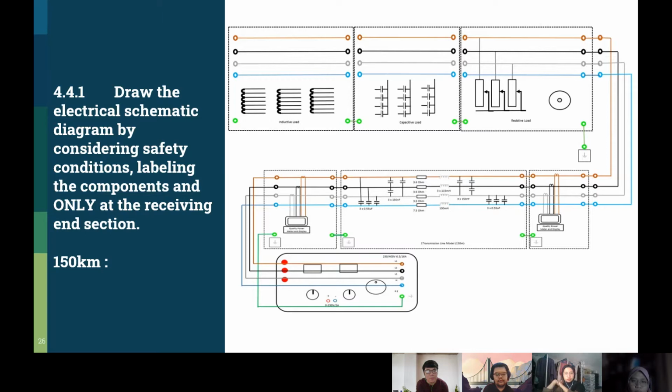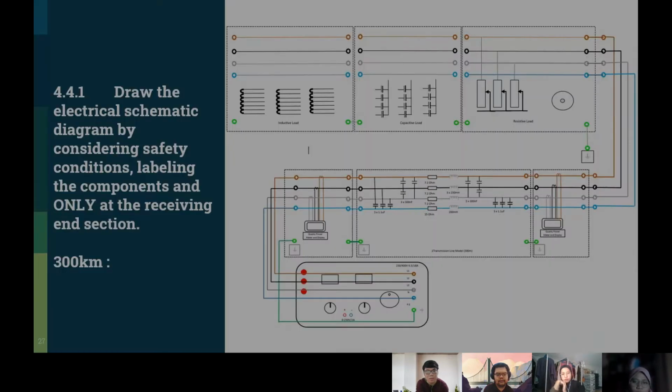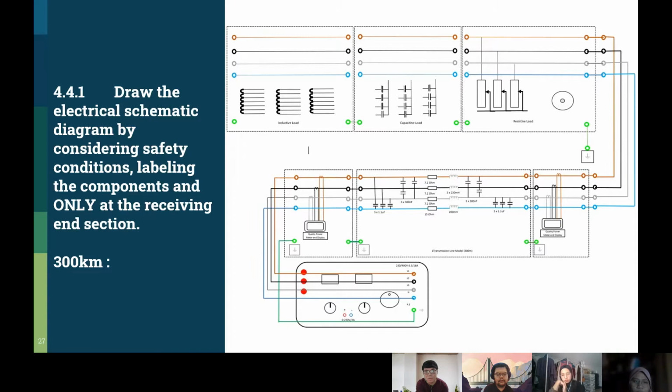Here, we show our schematic diagram, which is connected from the transmission and receiving section to the resistive load for 150 kilometers. Next, in this one we also connected the resistive load condition, with a transmission line model of 300 km. Alright, next.